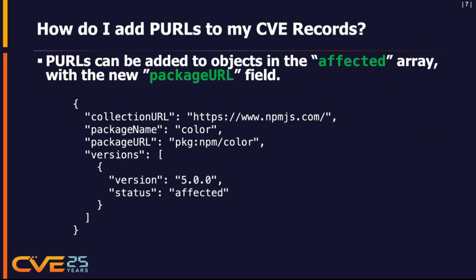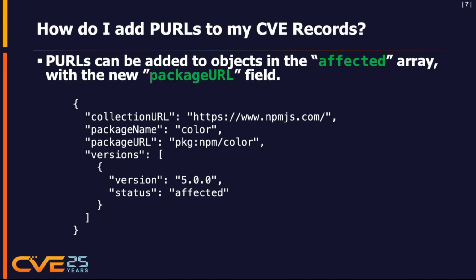So purls will be able to be added to objects within the affected array using this new package URL field. What I gave here is just a very minimal example, but you can see it uses the existing collection URL and package name fields. Collection URL is the NPM registry site, and the package name is color, just a particular package on that host. And then the package URL becomes package:/npm/color.